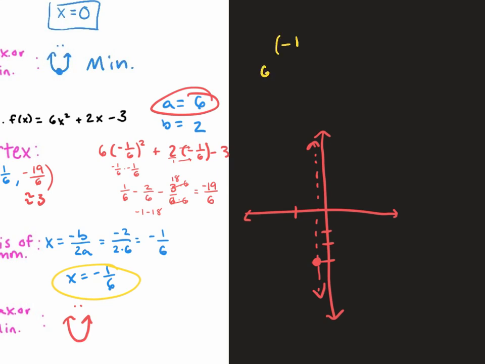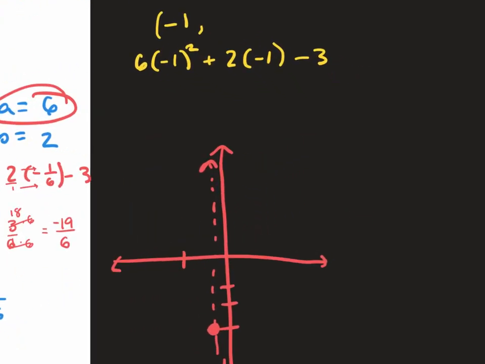So we have 6 times negative 1 squared plus 2 times negative 1 minus 3. What's negative 1 squared? 1, and 1 times 6. What's 2 times negative 1? Negative 2. So what is 6 minus 2 minus 3? 1. So our point is negative 1, 1.